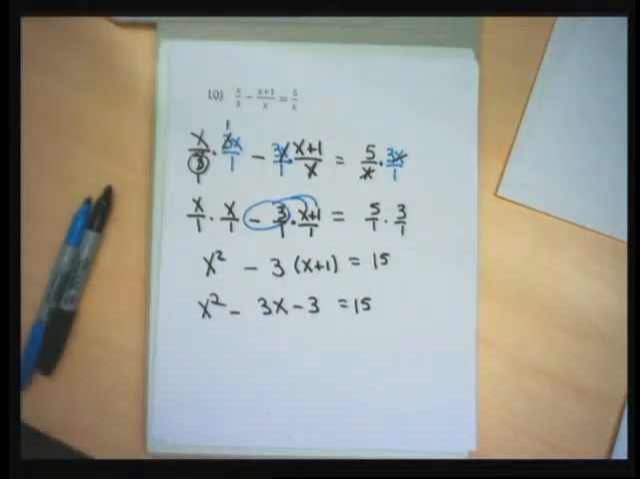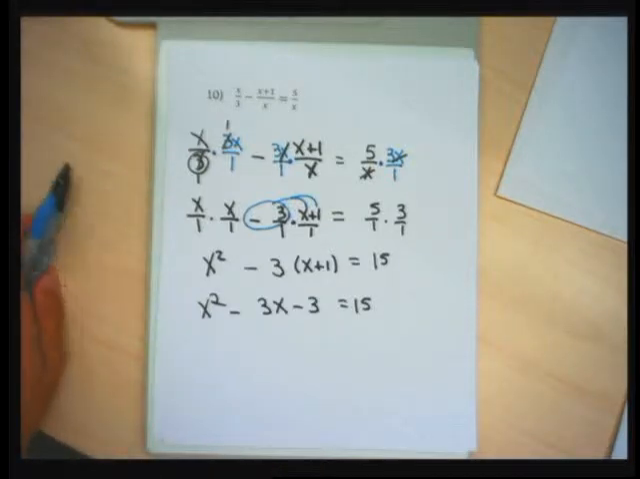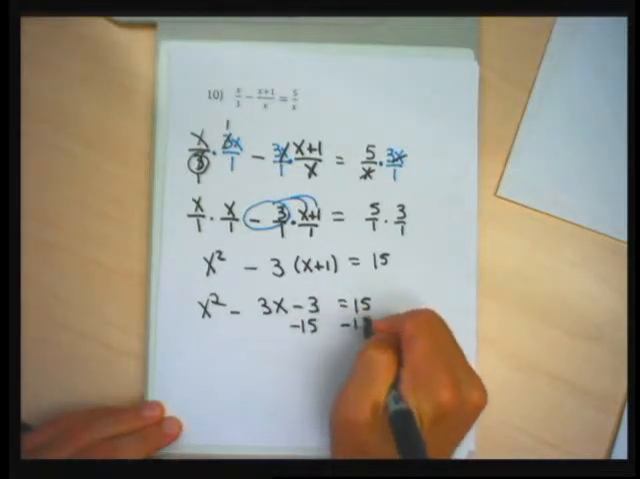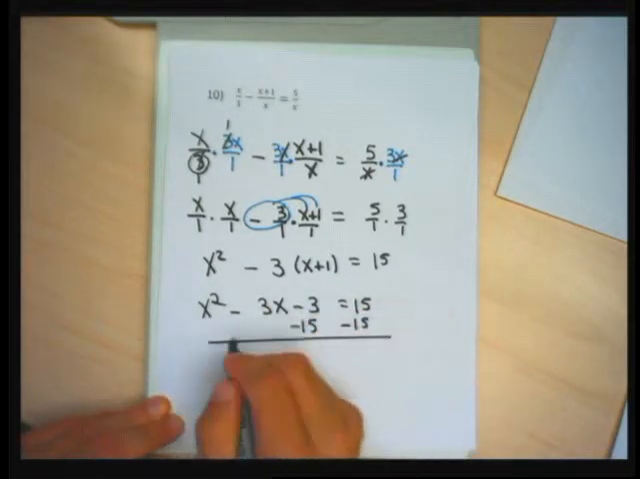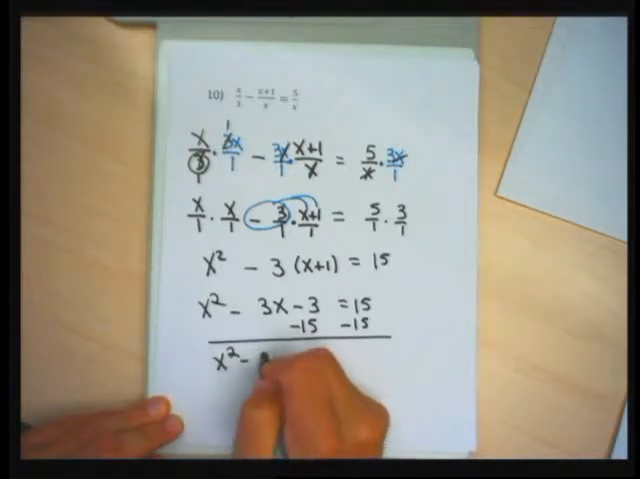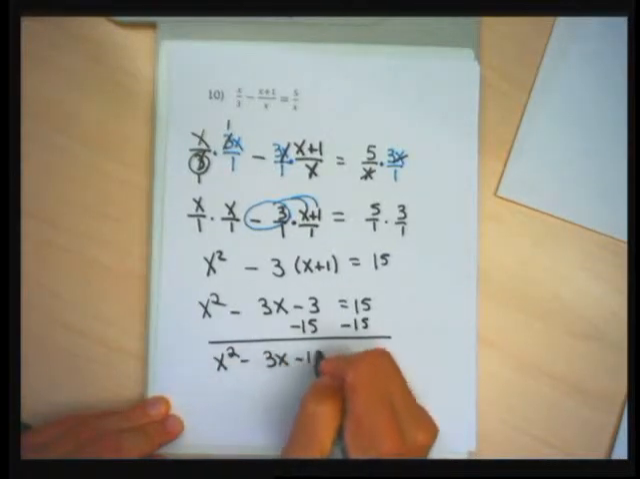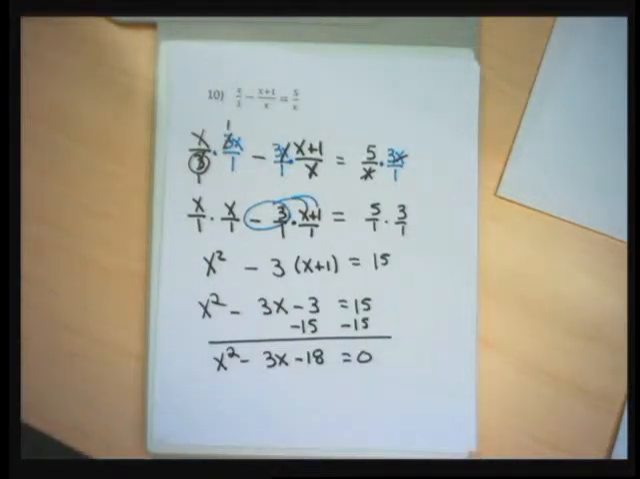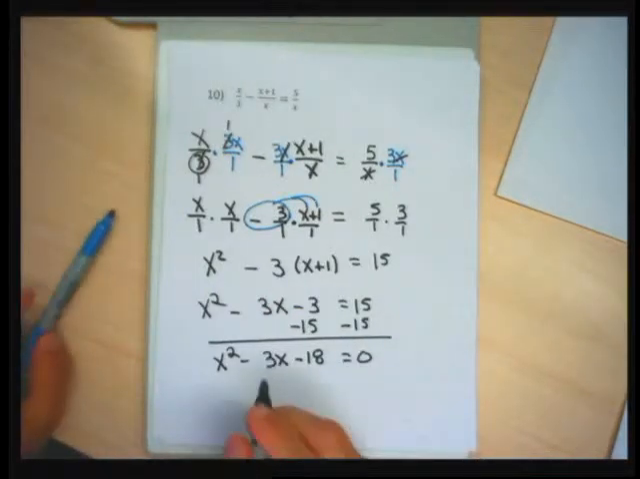So after I clear my fractions, I have a square, so I know I need to solve by factoring, which means I need to have the problem set equal to 0. Factoring doesn't help if the problem's not set equal to 0, so I'm going to subtract 15 from both sides. When I subtract 15 from the left side, the numbers have the same sign, so I add them and keep them negative and get a minus 18. Now I'm ready to factor.